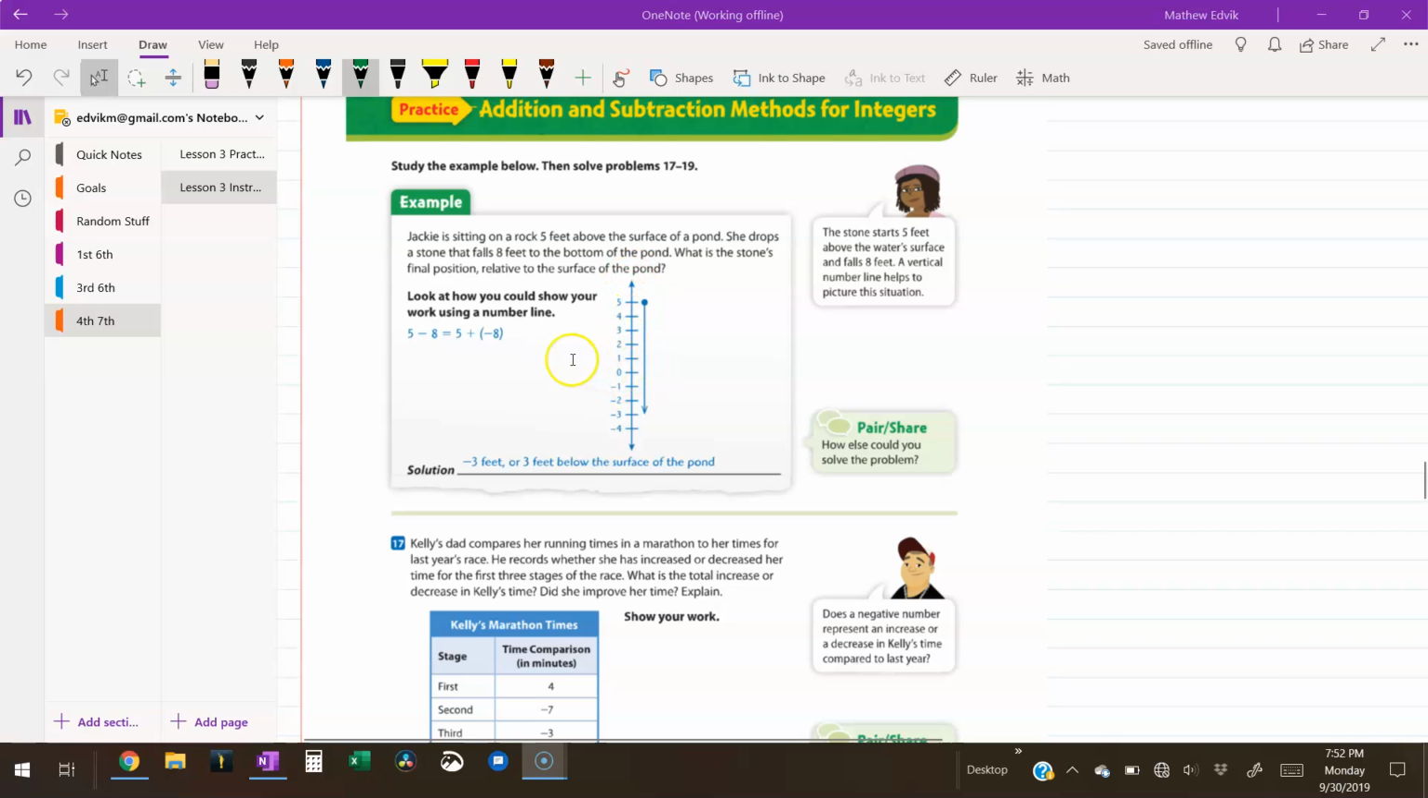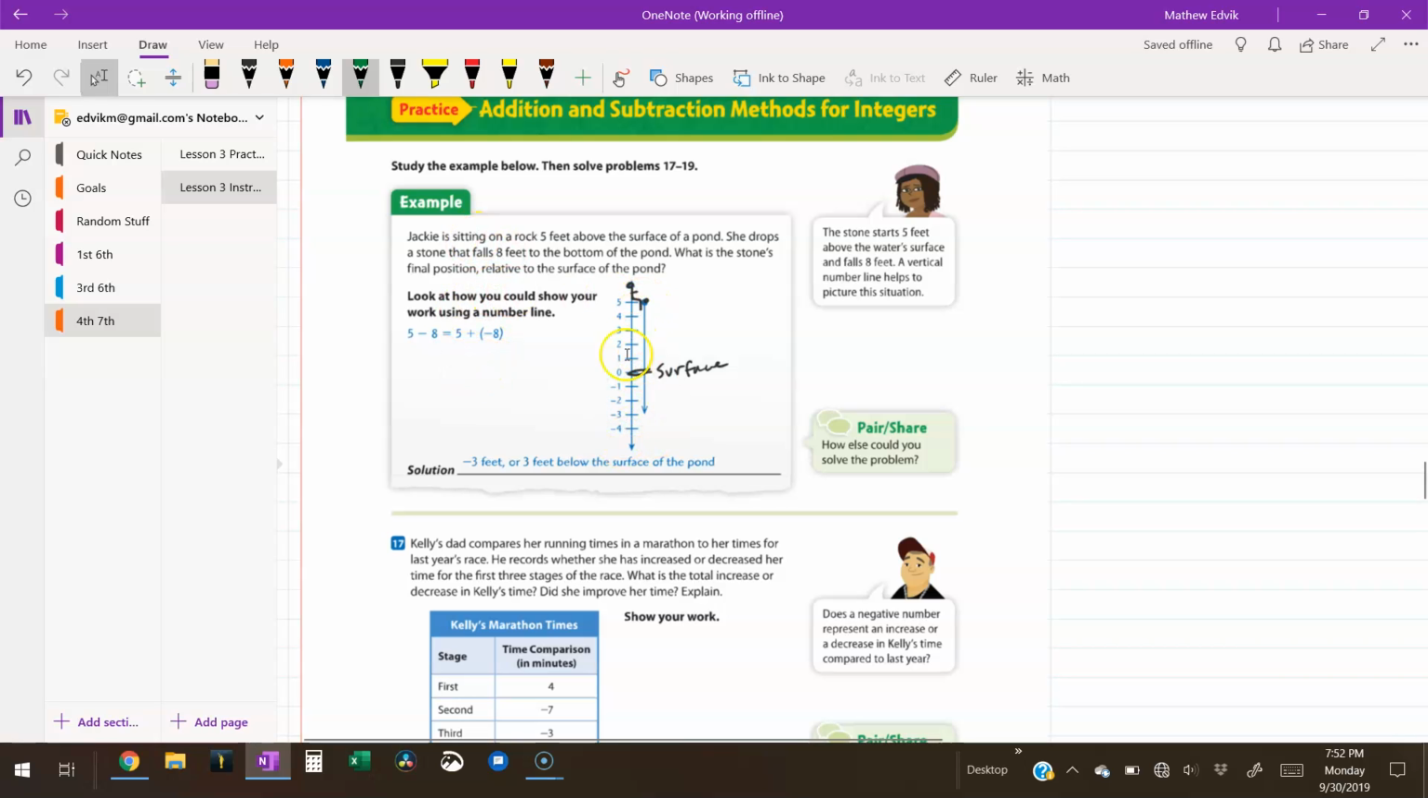So 0 is going to be, we can mark that as the surface of the pond. And she's sitting up here. We'll draw a picture of her sitting up here, and then here's the stone. And so where does the stone end?